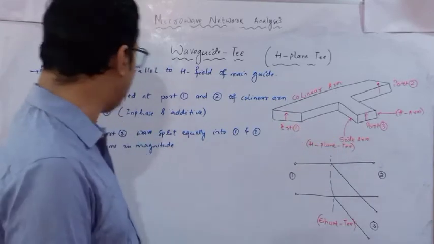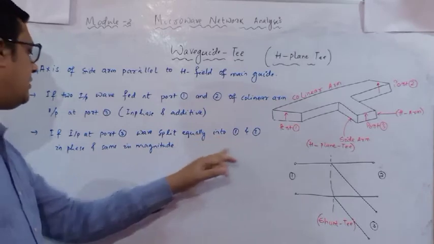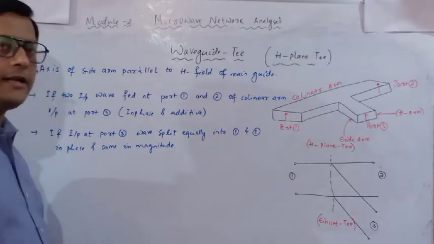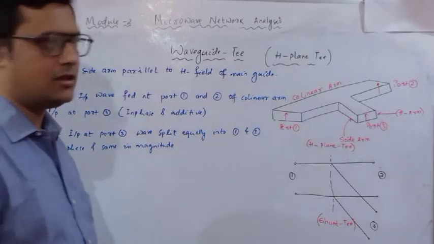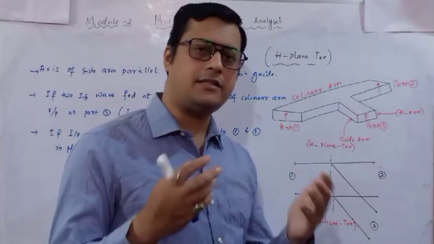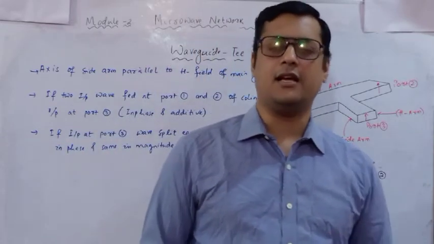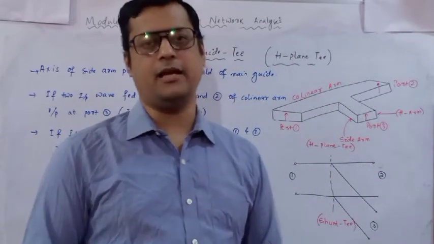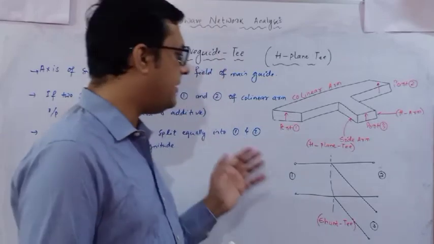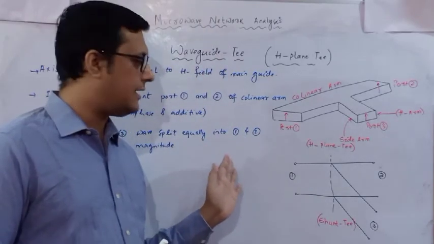Next, the input wave at port 3 will split equally into port 1 and port 2, in phase and the same in magnitude. So 1 with respect to 3 and 3 with respect to 2 will have the same potential. It is an equally distributed potential, and the phase is also going to be the same. Now depending upon this, one more consideration we have to take, that is, one minute.